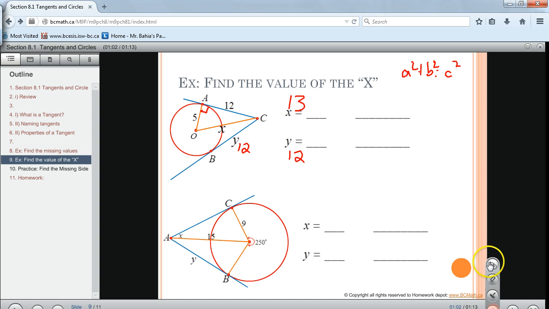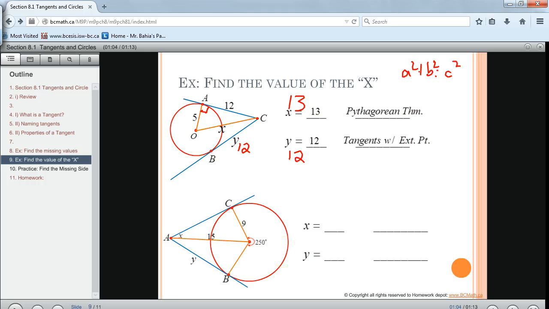I know it's 13. Let's see if we're right. It is 13, and we use the Pythagorean theorem to get that. Y is 12 because of that exterior point rule. Tangents with an exterior point are equal. Okay, how about this one here? This one's a little trickier.